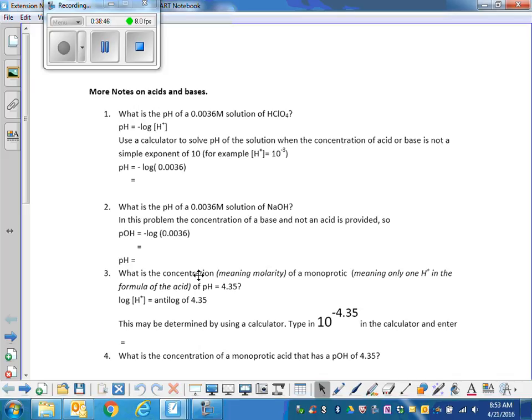In the past years, I have not given explicit notes. I've had students practice with me and that's all I've done. This year I typed up this worksheet. It just tells you if the concentration is not a whole number, how do you determine the pH? Did we just do this example?